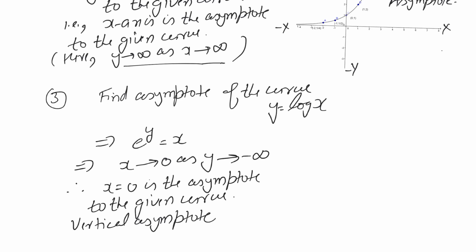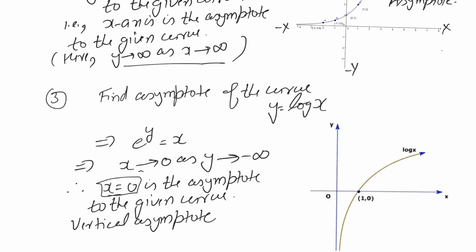Here we see that as y approaches infinity, x will become 0. So x is equal to 0 is the asymptote to the given curve, and the figure of the given curve is given by this one.